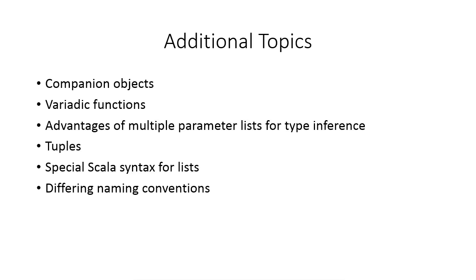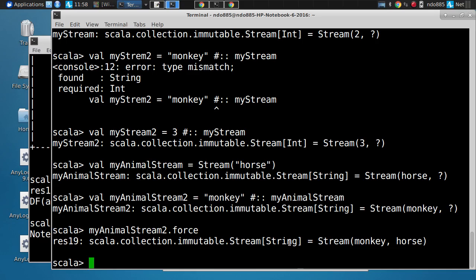And then different naming conventions. There's a different convention for naming things in functional languages. They tend to use short variable names, and the functions tend to be more abstract for that.